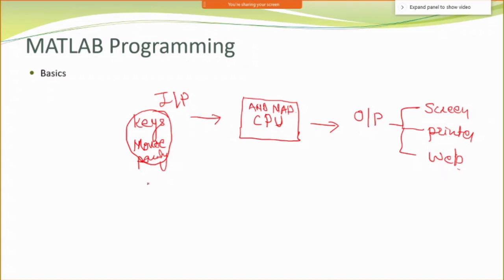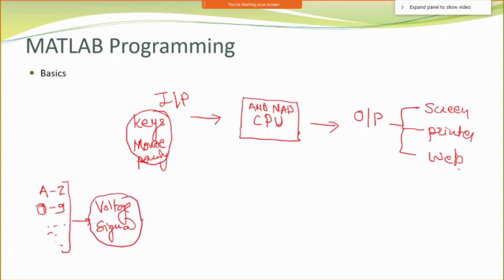So how it is going to do this: keys means we know A to Z keys are there, the numbers 0 to 9 are there, and some other symbolic keys are there. These keys are further converted into some voltage signal. Once we press it, it is going to generate some voltage signal, and this voltage signal is given to your CPU, and this CPU is now further processing and creating an output. This is what in a simple way we can say it.